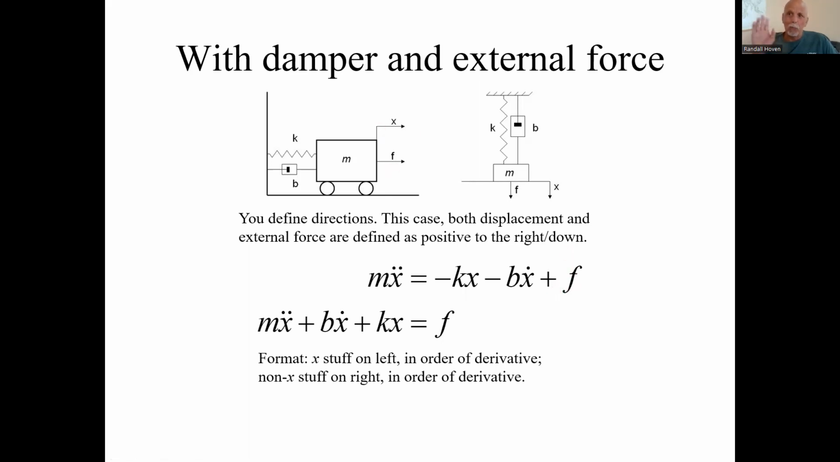We have to define what we mean by positive. And I'll say positive is right. So that's going to be our convention. So if this x moves right, the more x moves right, this spring gets stretched and wants to pull the opposite way. The faster you move to the right, the more this damper wants to pull back the opposite way. And we're going to start putting all our x stuff on the left and all these external force stuff on the right. Stuff on the right is going to be our inputs.